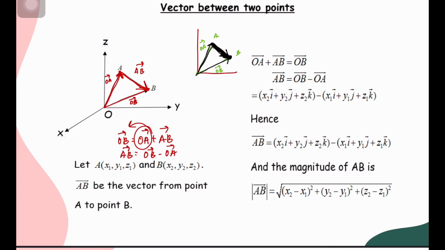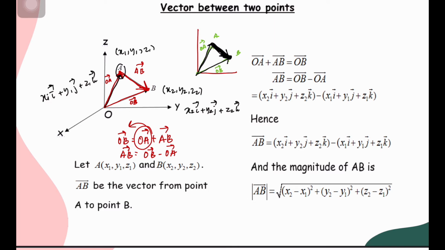So we will have the vector OA, because A will be in the form of x1, y1, z1, and B will be in the form of x2, y2, z2. So the position vector OA will be x1i plus y1j plus z1k, while the position vector OB will be x2i plus y2j plus z2k.